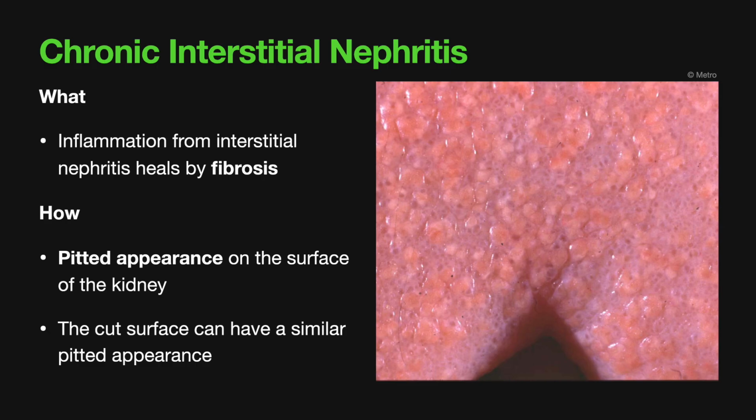Chronic interstitial nephritis results in inflammation that typically heals by fibrosis. Since the entire interstitium, or the area that's between the tubules and the glomeruli, is affected, this results in a kidney with a sort of pitted appearance on the surface and cut section. This is because the interstitium, when it scars down, is going to shrink, and it's going to leave the tubules and the glomeruli relatively patent and enlarged, which means that you get this sort of cobblestone appearance of shrunken areas and enlarged areas across the entire kidney.